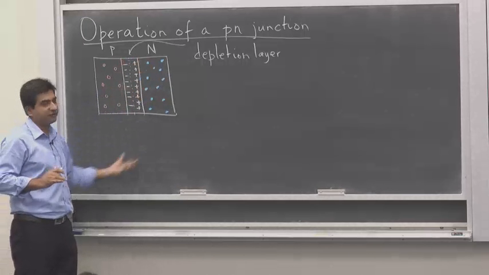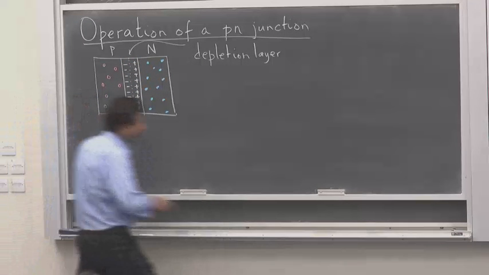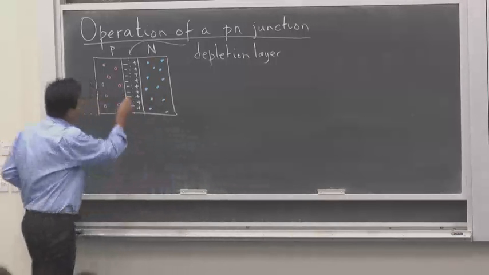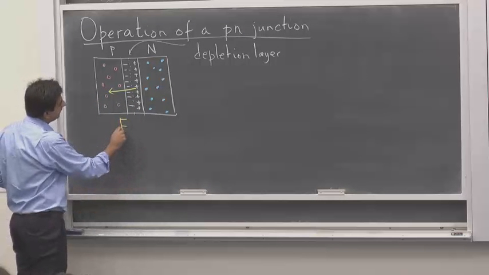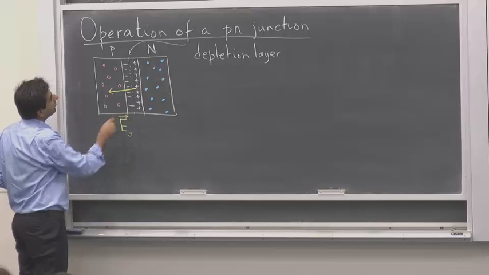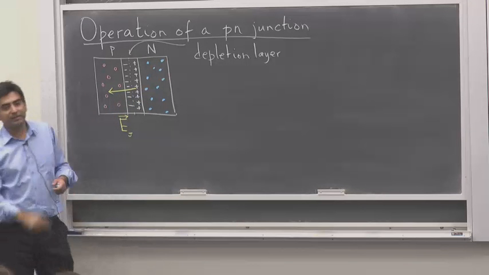There exists a strong electric field inside this region, and the direction of this electric field is shown by this yellow arrow. So this is an electric field E that points from the n-type region to the p-type region.